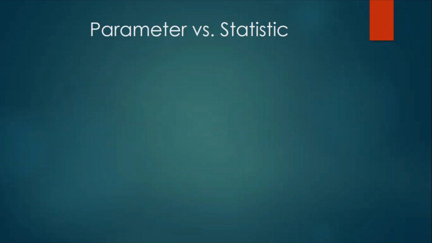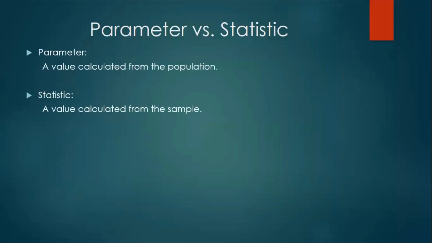All right, next, we're going to be looking at parameter. So a parameter is the value calculated from a population, while a statistic is the value calculated from a sample. As I said before, if you have a large population and you cannot calculate data on everyone, you choose a sample, you calculate a statistic from that sample, and then you will make an inference about a population based on that sample.